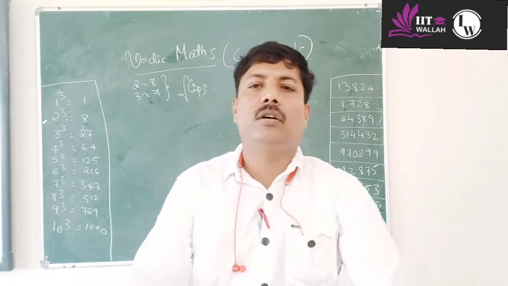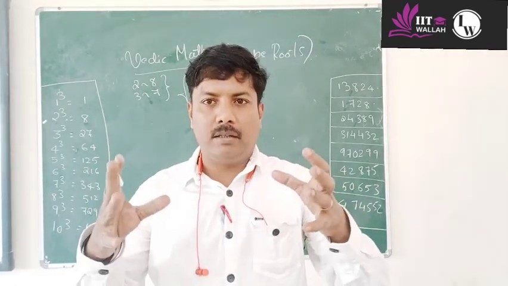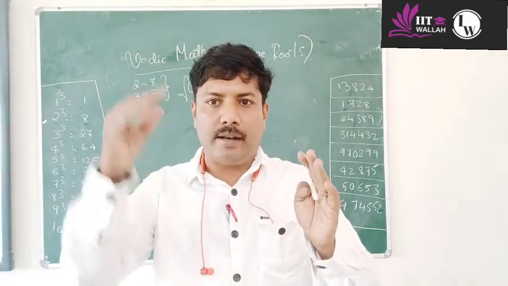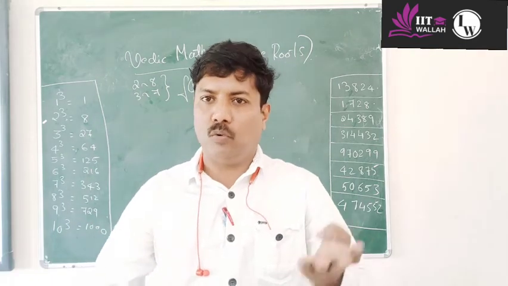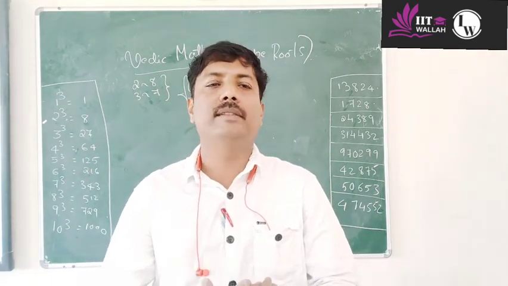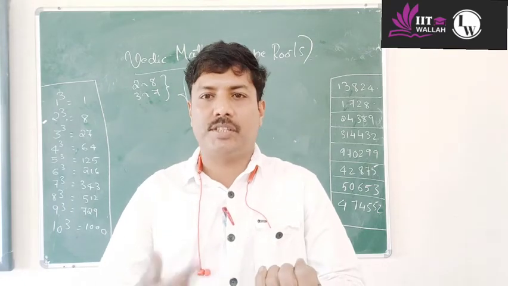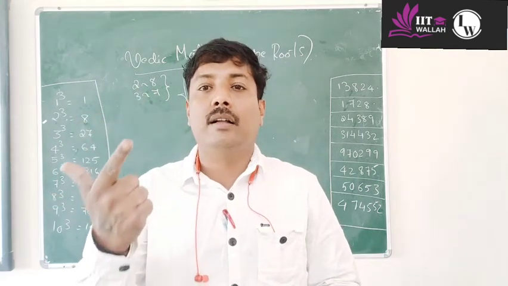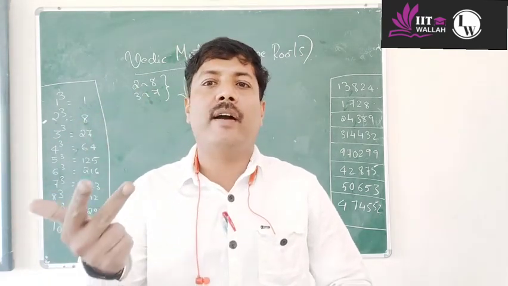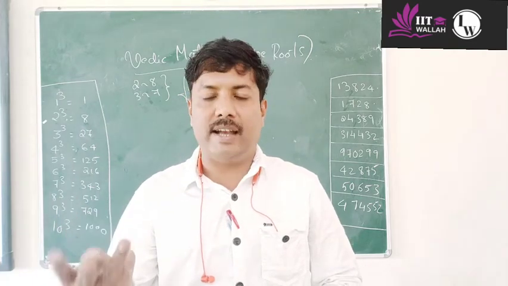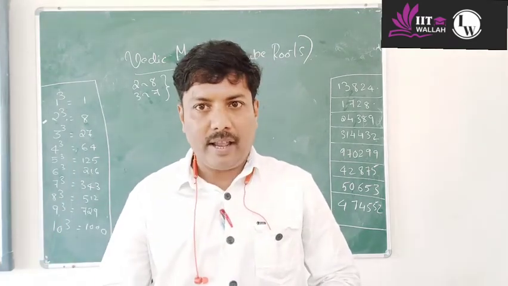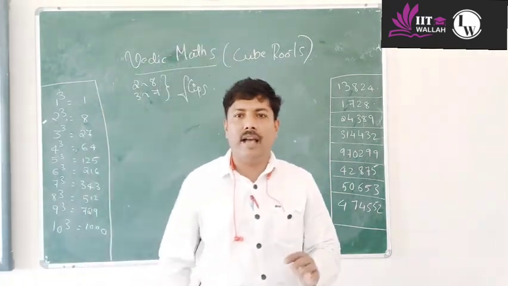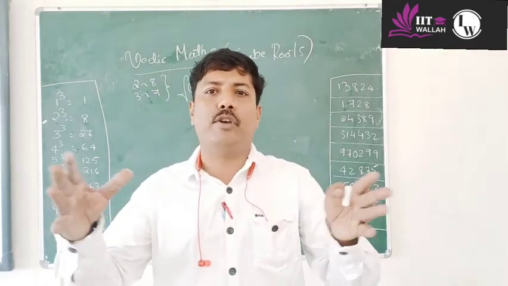So to find the cube root of any big number, we have a Vedic mathematics method. For that, you need to memorize the cubes 1 to 10. Like this, 1 cube is 1, 2 cube is 8, 3 cube is 27, 4 cube is 64, 5 cube is 125, 6 cube is 216, 7 cube is 343, 8 cube is 512, 9 cube is 729, 10 cube is 1000. This you need to memorize. If you have these results in your mind, then we can find the cube root of any big number up to 8 digits very easily.